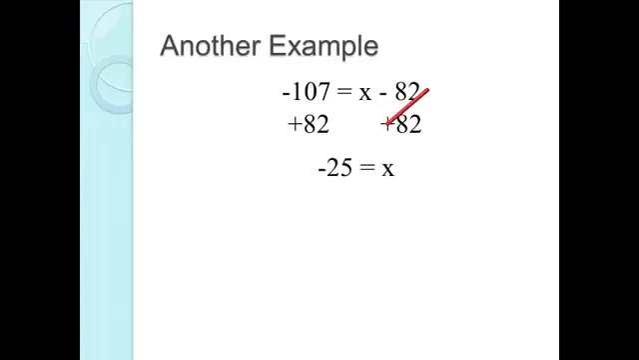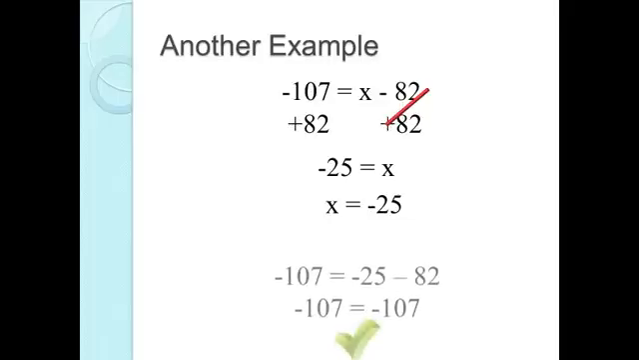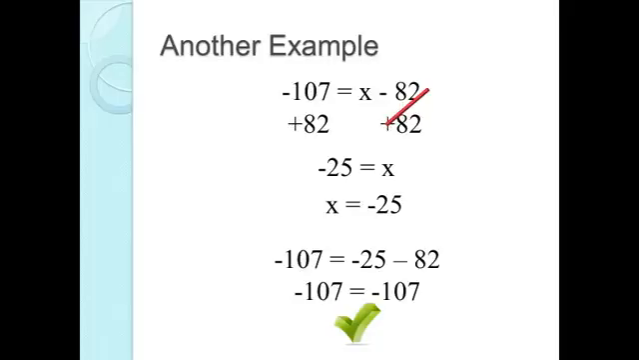Writing the answer this way is fine, but normally solutions are written with the variable on the left-hand side. So we have x equals negative 25. When we check our answer, negative 25 minus 82 does give us a negative 107, so we know that negative 25 is the correct answer.